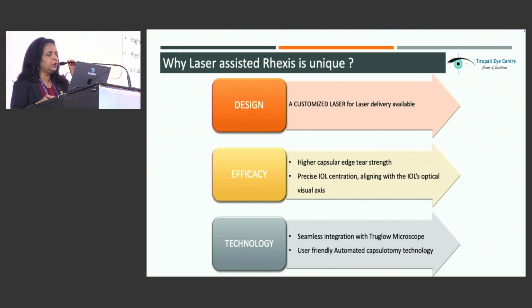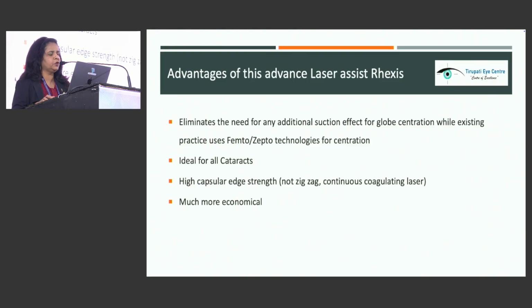Now, what is so unique about this? The design, which is a customized laser for laser delivery; the efficacy, because it gives a very high capsular edge tear strength; and the technology, because it gets seamlessly integrated into our regular microscopes. The advantage over other technologies is, for example, Femto and Zepto, etc., which have been available.